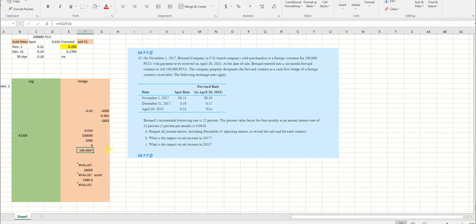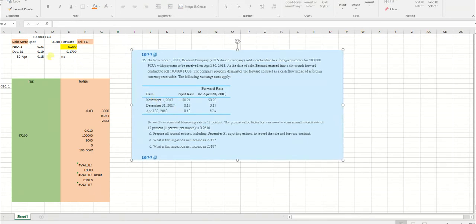Okay, now I'm going to go through number 35. So on November 1st, 2017, Bernard Company, a US-based company, sold merchandise. So I need to make sure I know they sold merchandise. So actually I'm going to write this table. So why don't you take this table right there and write it up just like I have done here, okay?